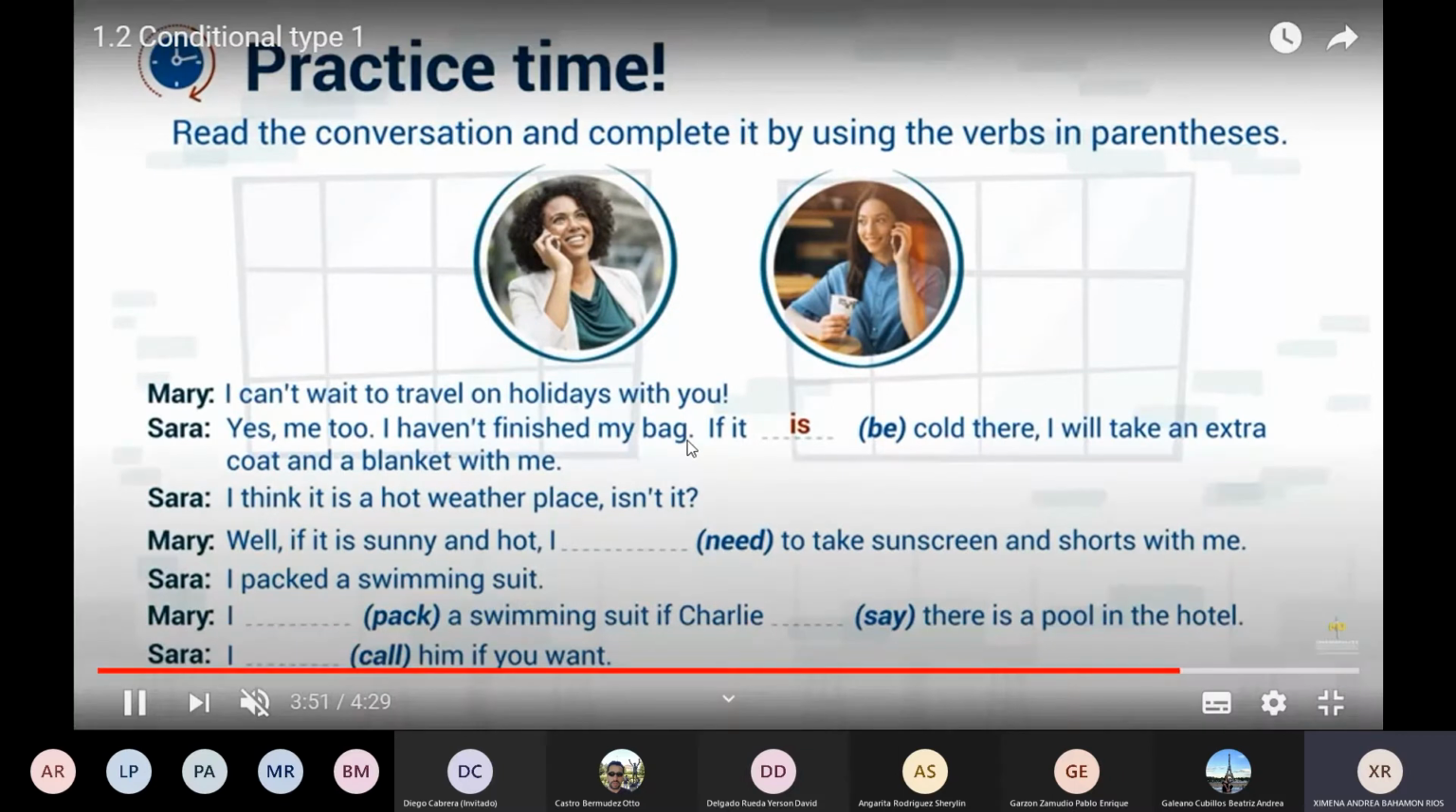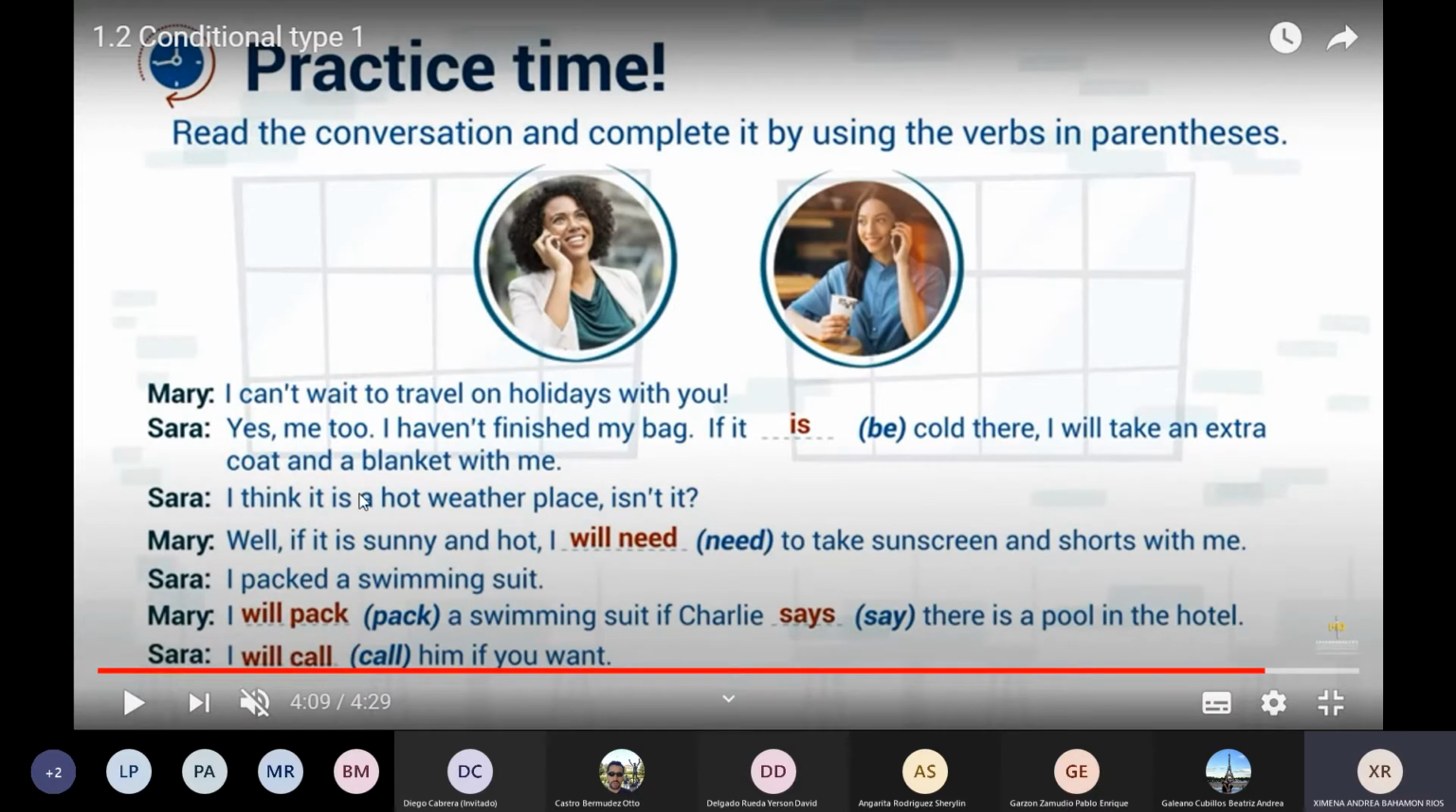We have the condition. If we have the if word, we need to conjugate the verb to be in present simple. And this is correct with is because the subject pronoun is it. So in this first part, you were correct, girls. Very good. Next, you have if it is sunny and hot.